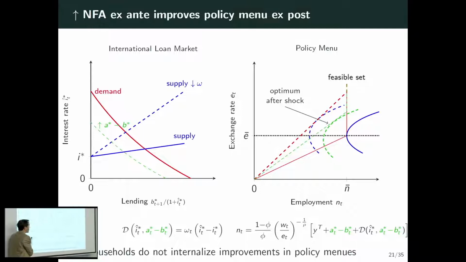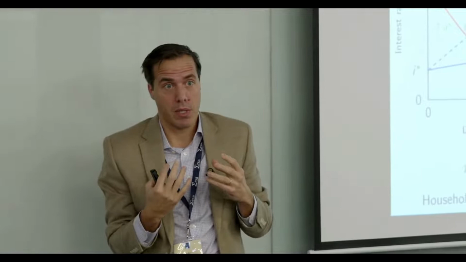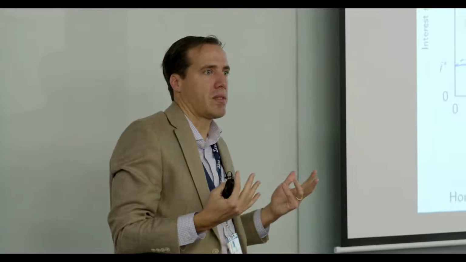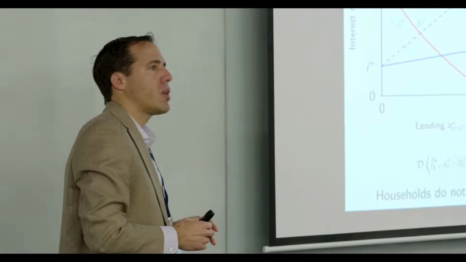So that's gonna be the key idea of how capital controls ex ante are gonna help. They're gonna improve the policy menu that the central bank is going to be facing after the shock hits. But the idea is that households are not internalizing this. When they think about borrowing or saving, they think about their private cost and benefit. What the tax on borrowing at T minus one is going to do is induce agents to internalize the externality.